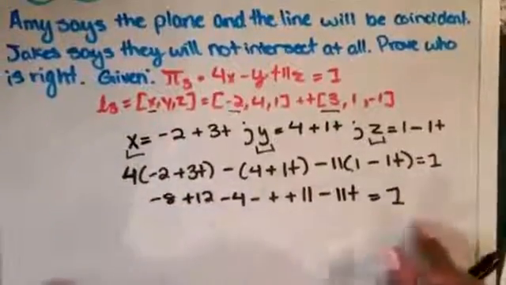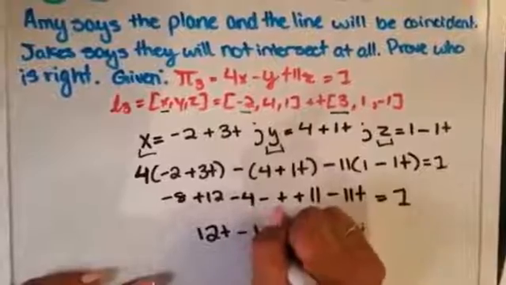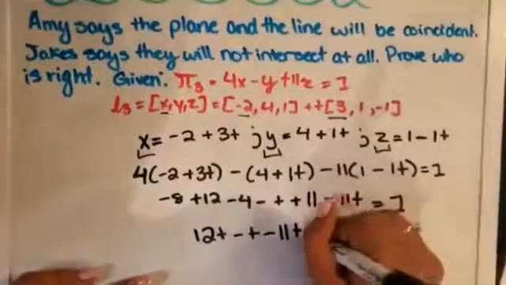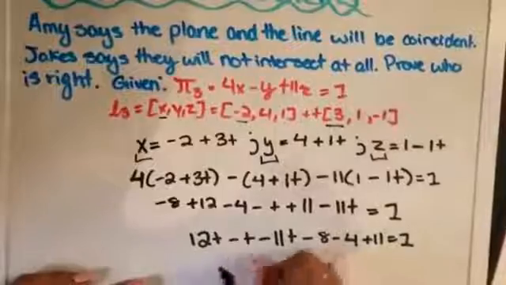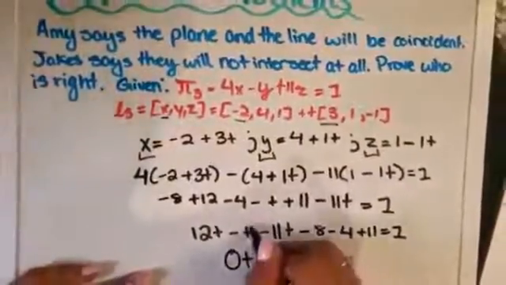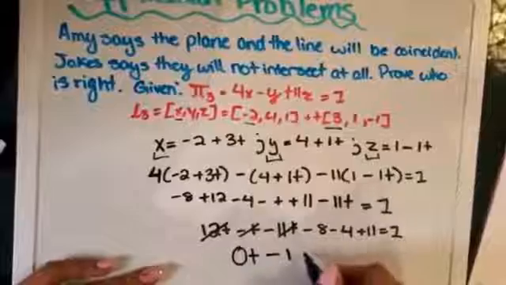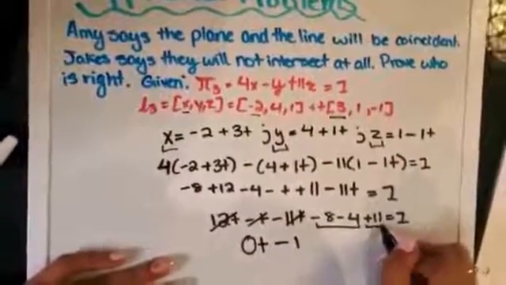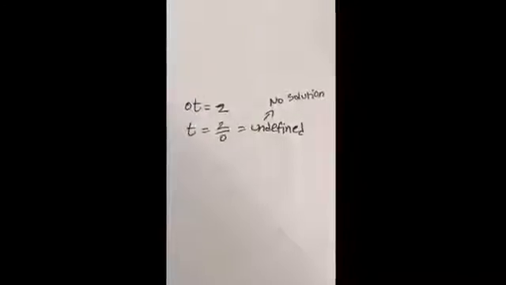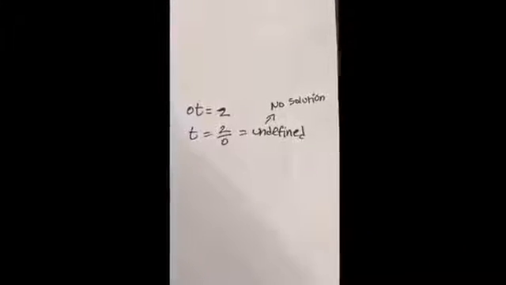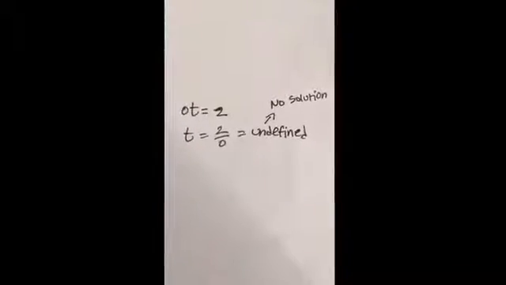Now we're going to collect like terms. So we're going to get 12t minus t minus 11t minus 8 minus 4 plus 11 is all going to equal 1. That gives 0t, because these all cancel out, and minus 1, as negative 12 plus 11 gives us negative 1, is going to equal 1. So 0t is equal to 2, and t is equal to 2 over 0. Therefore, there are no values of t which make the equation true, since it becomes undefined. Therefore, there is no solution, and therefore Jake is correct.